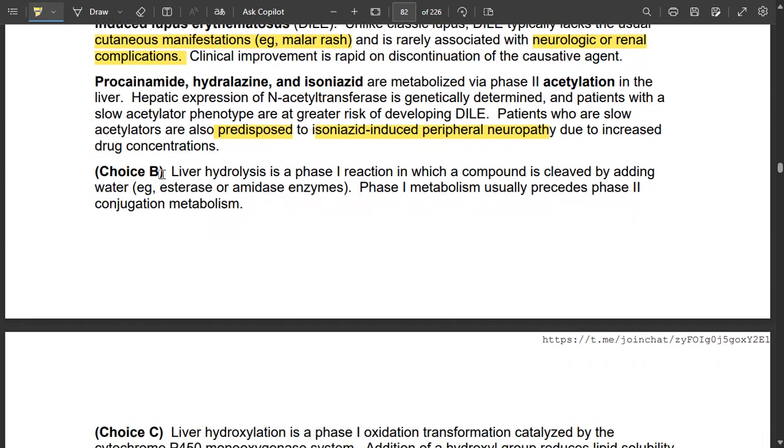Okay, liver hydrolysis is a phase 1 reaction. Hydrolysis is a phase 1 reaction in which a compound is cleaved by adding water, for example by esterase or amidase enzymes. Phase 1 metabolism usually precedes phase 2 conjugation. So phase 2 is usually conjugation, while phase 1 is a hydrolysis or oxidation reaction.